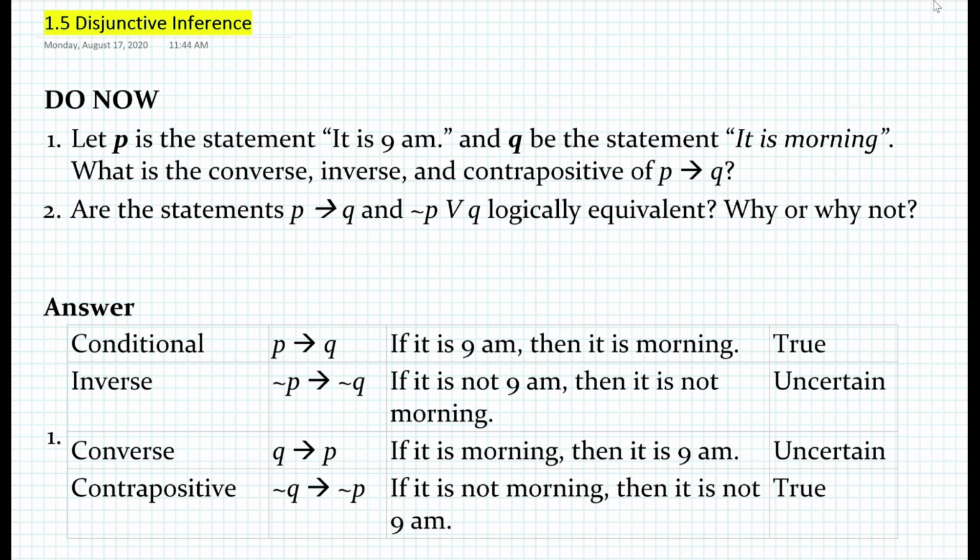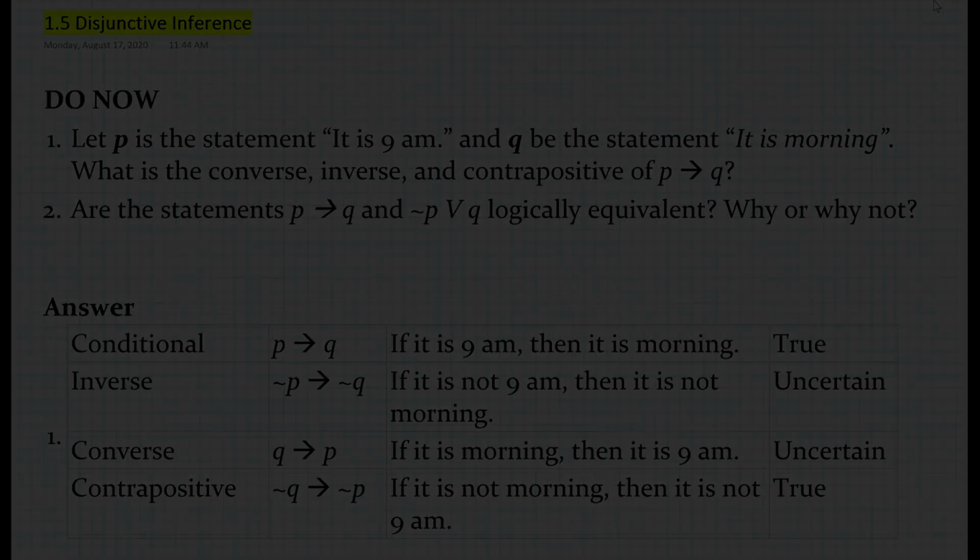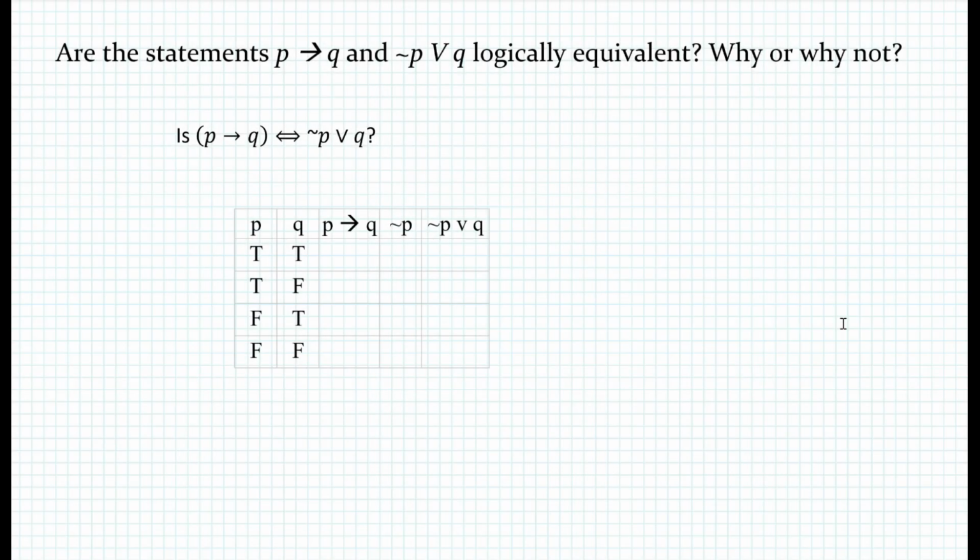Okay? So now for number two, are the statements if P then Q and not P or Q logically equivalent? Why or why not? So how would we be able to check if these are logically equivalent? By simply constructing a truth table. Okay, so here's a truth table that we have set up. Now let's first complete the third column here, the conditional statement between P and Q. And here we have true, false, true, true, okay?